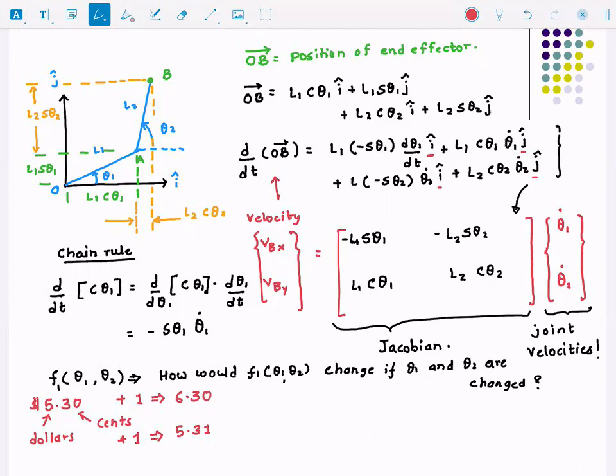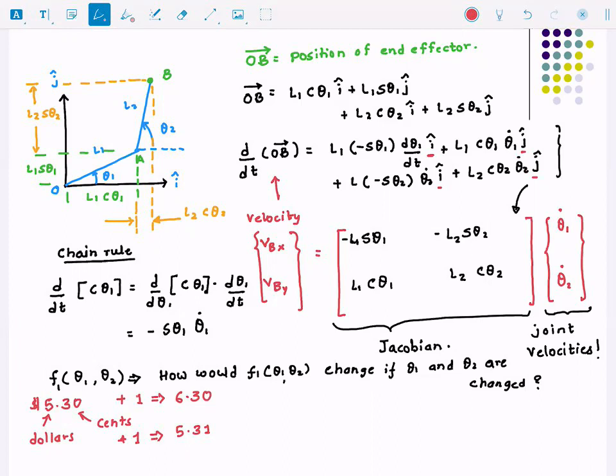So for example, in this function, there are two independent variables. The first independent variable is theta 1. The second independent variable is theta 2. So you have theta 1 and theta 2.